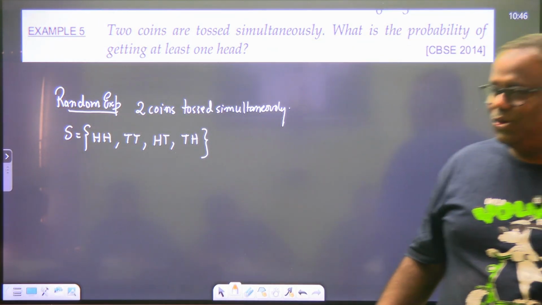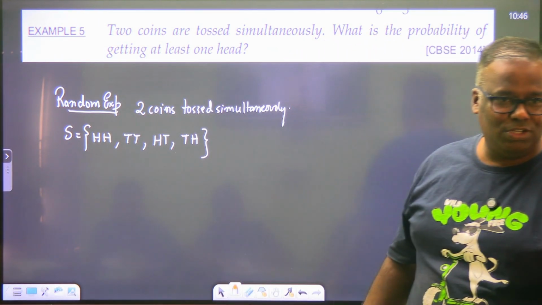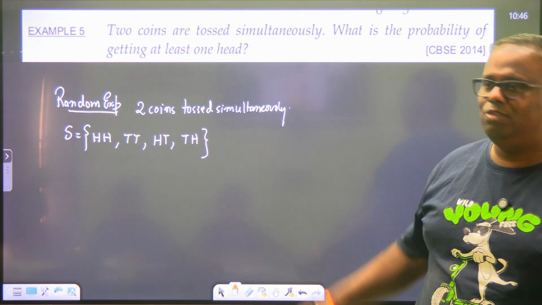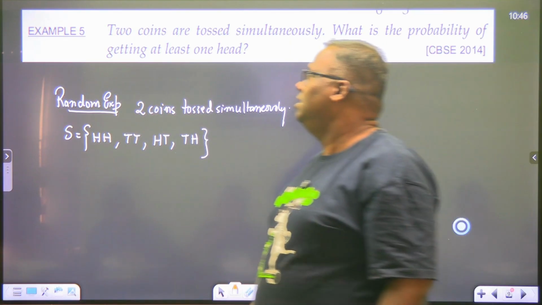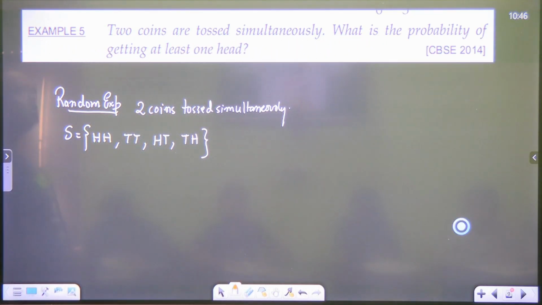And if you had a doubt, you can always use the formula. How many types of options in tossing of 1 coin? 2. How many coins are you tossing? 2. 2 to the power 2 is always 4. So we are correct. Now it is more interesting. It says, what is the possibility?